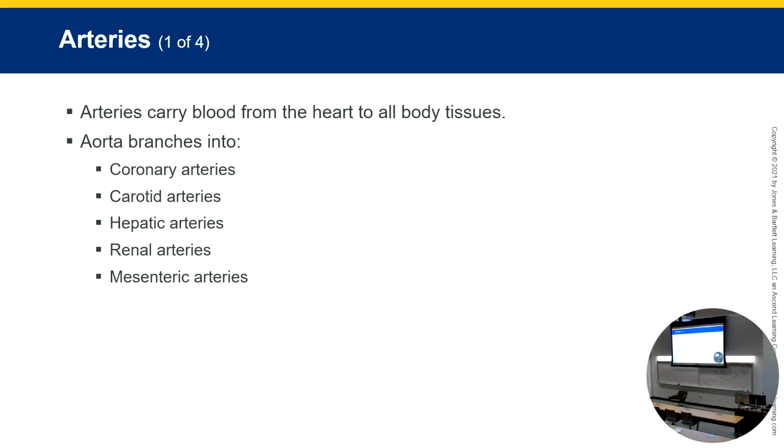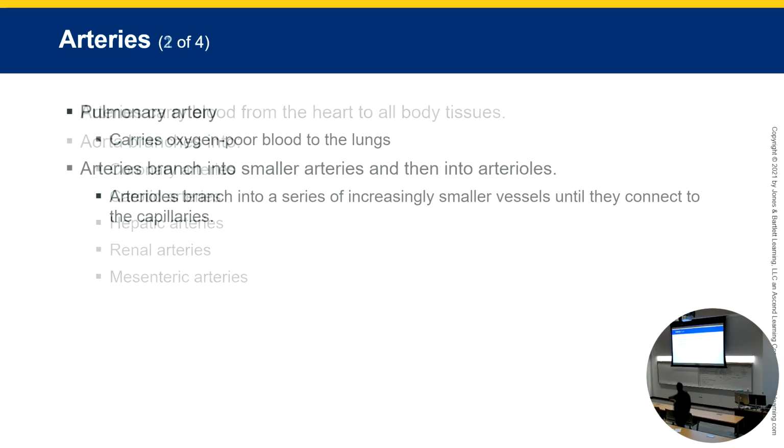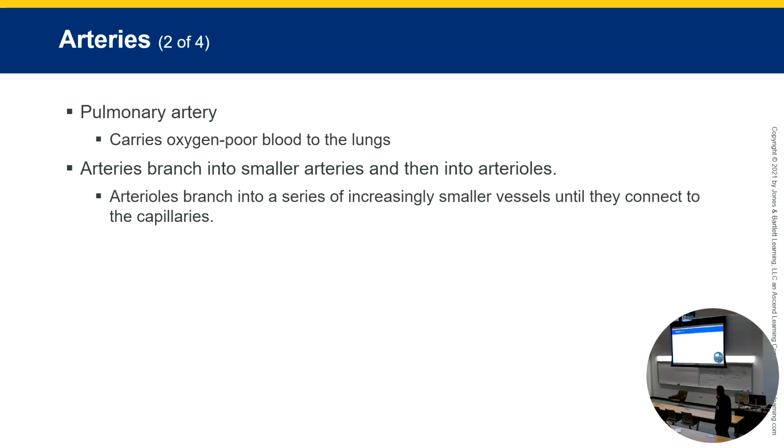Hepatic. It's going to be your liver. Good. Renal. Kidneys. Great. Mesenteric. Is that for your gastric system, like your stomach and everything? You're right there. The intestines. Excellent. Fantastic work. Pulmonary artery, again, carries oxygen-poor blood to the lungs. Arteries branch into smaller arteries and then into arterioles. Arterioles branch into a series of increasingly smaller vessels until they connect to the capillaries. Perfect. Already covered all that.